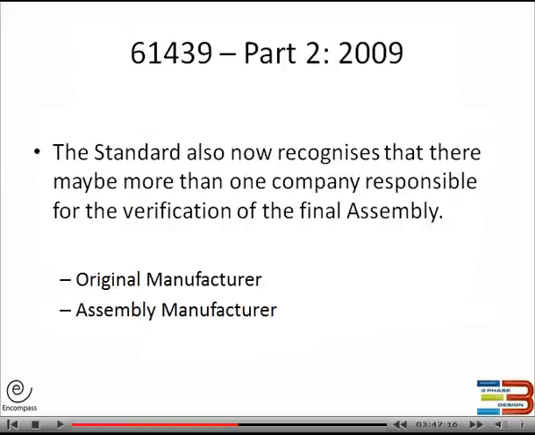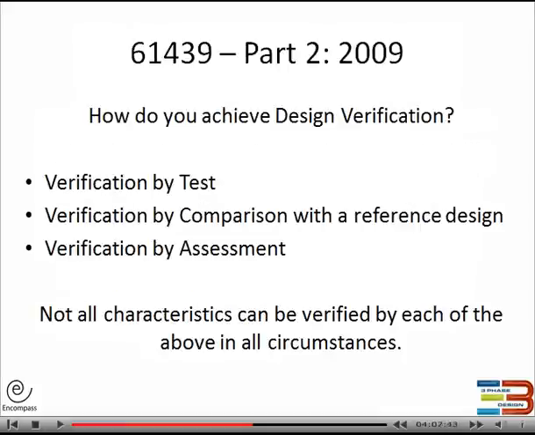One of the significant changes that have been made in 61439 is the recognition that there may be more than one company responsible for the verification of the final assembly. Both the original manufacturer and assembly manufacturers are now recognized. There are three ways of achieving design verification: verification by test, verification by comparison with a reference design, and verification by assessment. Please note though, not all characteristics can be verified by each of the above in all circumstances.